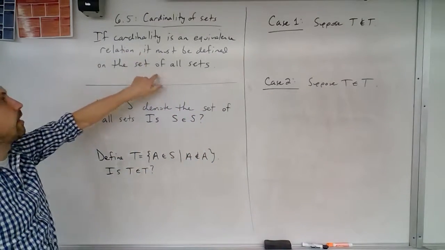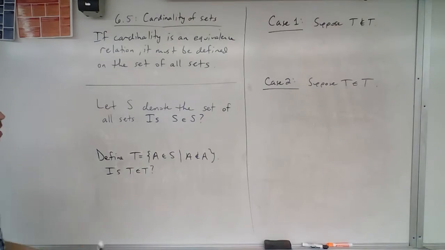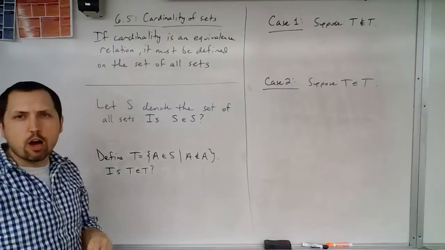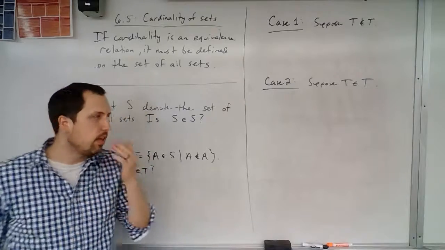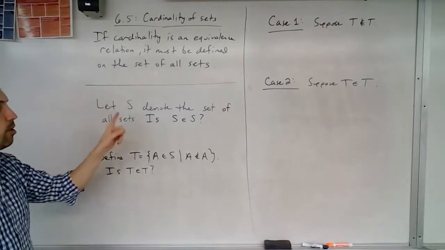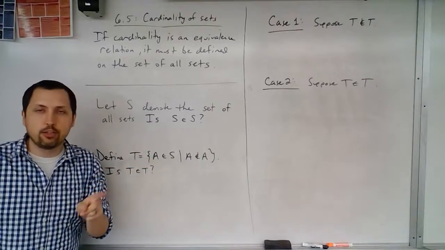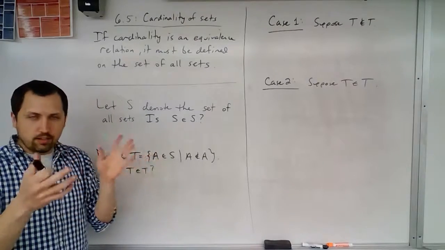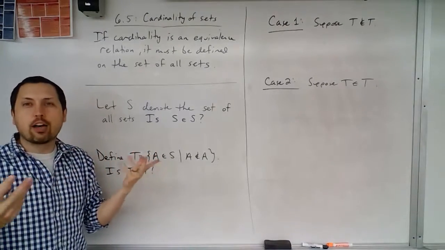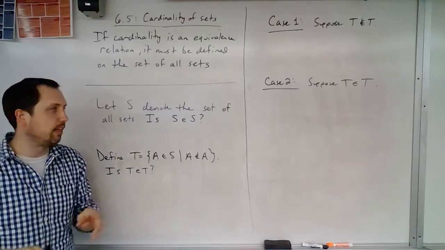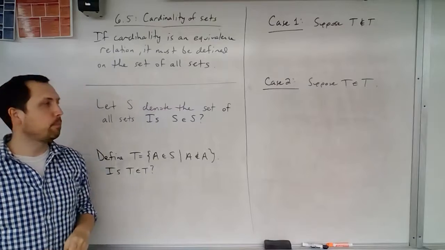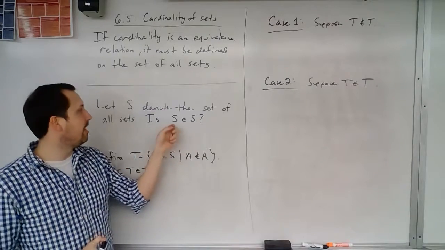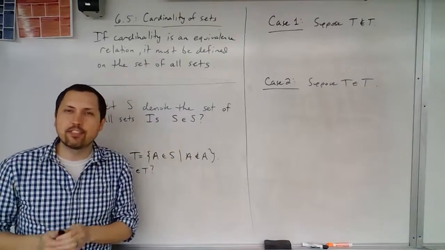So if cardinality is an equivalence relation, it must be defined on the set of all sets. Okay, so let's talk about this set of all sets. What does this mean? How do we work with this? I'm going to let S denote the set of all sets. You can imagine it kind of like a box that holds all these other sets in it. Is S an element of S? So is the set of all sets an element of the set of all sets?